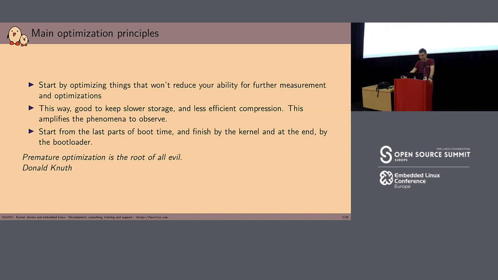Another technique I'm using is keeping a relatively slow storage as long as I can. It's like a magnifying glass. It makes the times longer and easier to observe, as some deltas in behavior are easier to observe if they are slow enough. This way, I don't use the fastest compression, for example. I keep the default one, which makes a bigger kernel, which takes more time. And of course, you can't have a boot time presentation without this quote from Donald Knuth: "Premature optimization is the root of all evil."